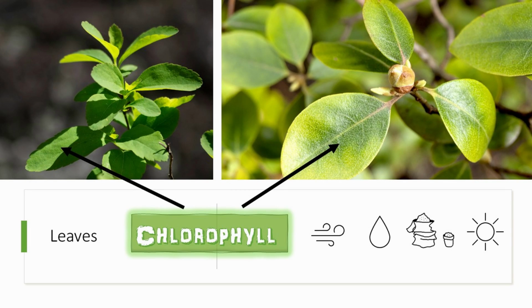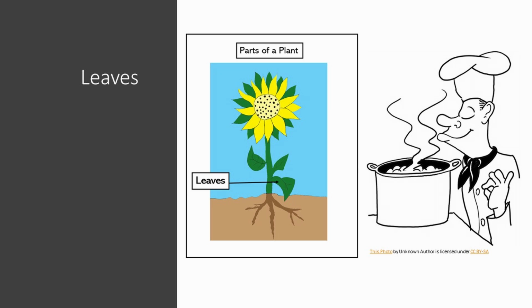Let's talk about leaves. Leaves have green pigment called chlorophyll, which helps plants to make food. They use carbon dioxide from the air, water and nutrients from the soil, and the sunlight to make food. This process is called photosynthesis. Basically, leaves act as a cook for the plants.